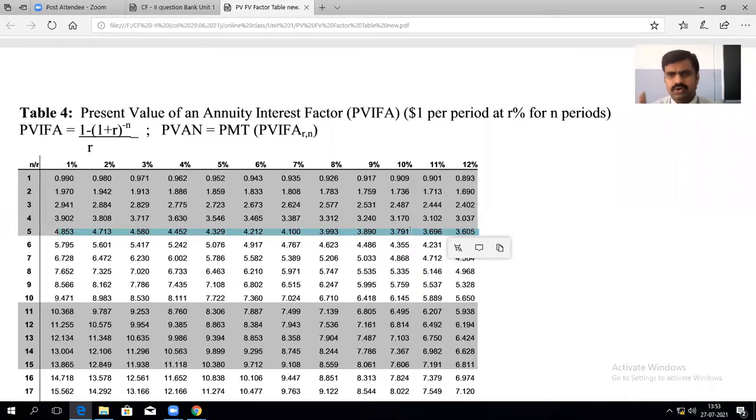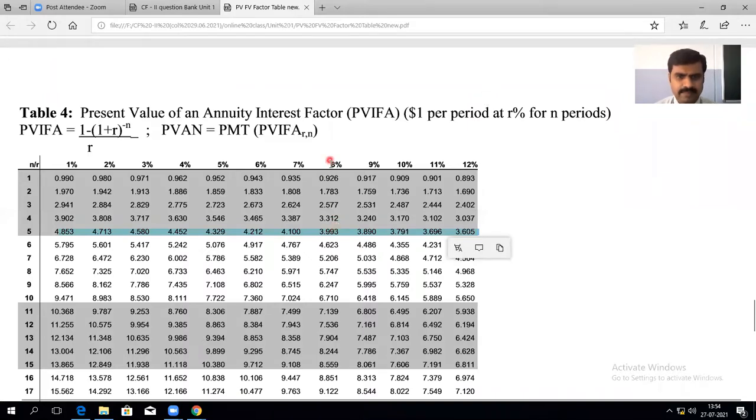So better you go to the next digit. Go to 8%. How much is 8%? 3.993. Yeah, 3.993 is better. It is a little different. So better to take a little more difference. Don't take a very close value. So we can take 8% at 3.993 as the lower discount rate, and the higher discount rate we can take 10%, which is 3.791. Okay, so we are taking these two.